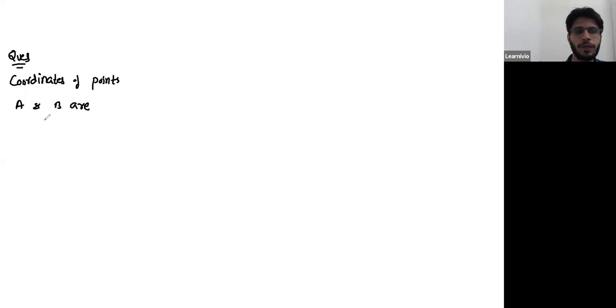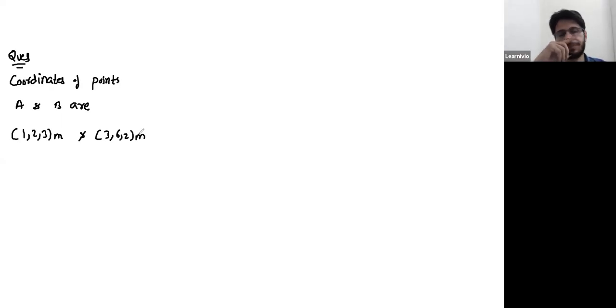So you have two points A and B. Their coordinates are 1, 2, 3 meter and 3, 6, 2 meter. These are the coordinates of points A and B. I can write the position vector of A, RA. You're supposed to calculate position vector, displacement vector, everything. So for the position vector RA, the coordinates of A are 1, 2 and 3. We always define coordinates with respect to the origin. That means from the origin along the x-axis the separation is 1 meter, along the y-axis it's 2 meter, and along the z-axis it's 3 meter.